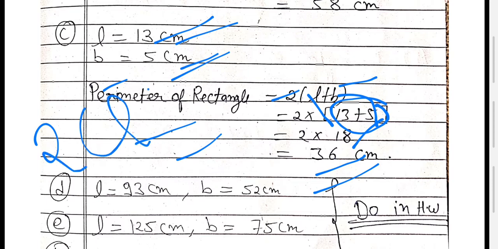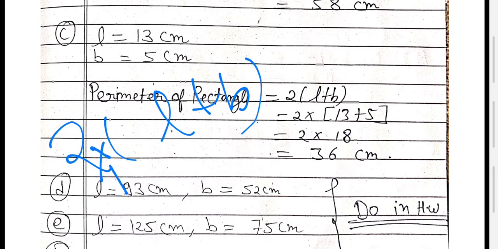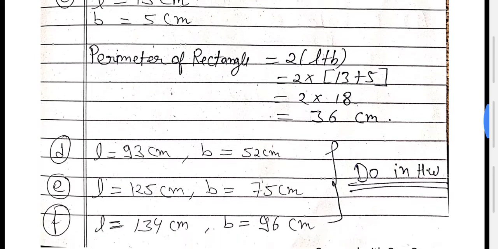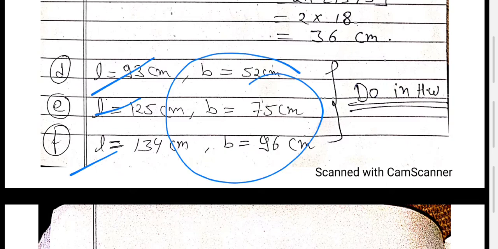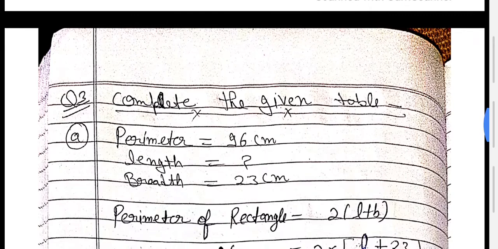2 into L plus B, once again I am telling you, 2 into L plus B. There is no sign between 2 and the bracket, so by default you always multiply. So you have to write 2 here, multiply because no sign is there, and L plus B. So it becomes 36 centimeter. Similarly, parts D, E, F you have to do by yourself in homework. L is given, breadth is given, you have to find the perimeter.